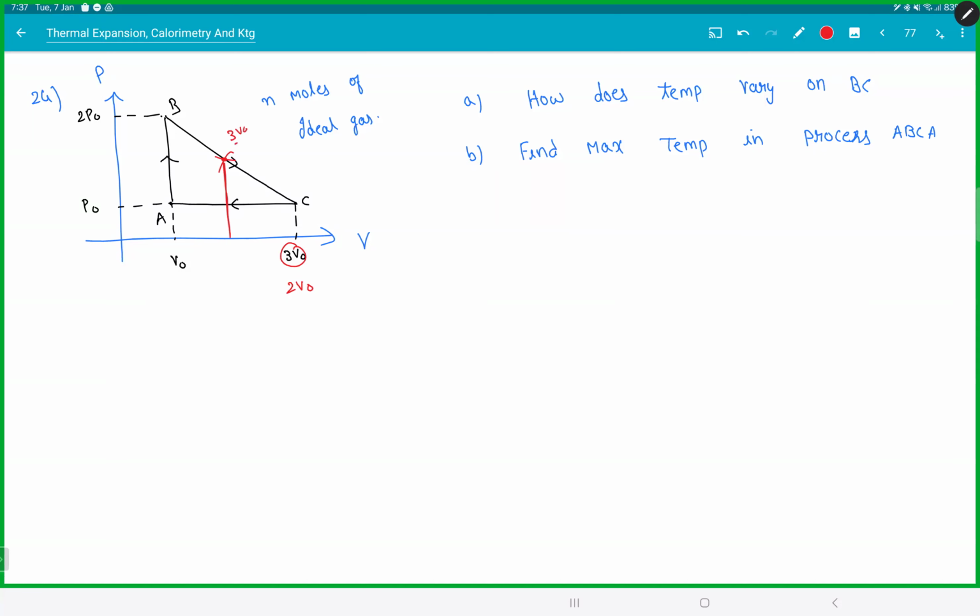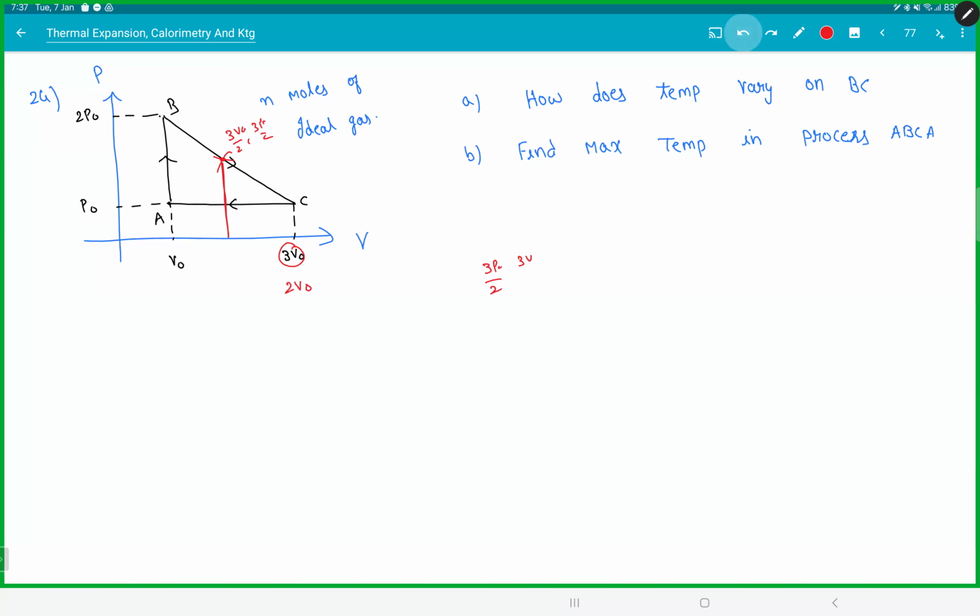So this will be 3V naught by 2 volume and 3P naught by 2. And then you can use PV is equal to nRT. 3P naught by 2, 3V naught by 2 is equal to nRT. So that will be the maximum temperature, if that was 2V naught. Making sense? But that is not 2V naught, that is 3V naught. Now what to do? This is what makes this question an Advanced more than one choice.